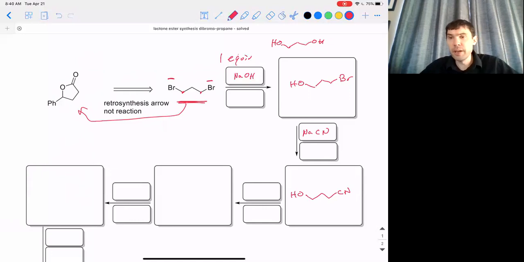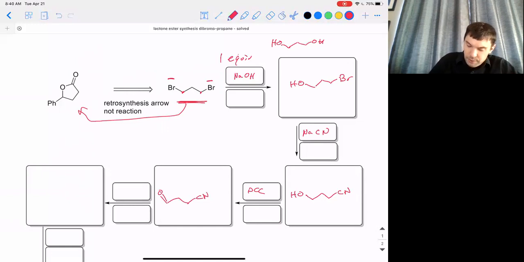The little bit of a hiccup, though, is remember, you can partially hydrolyze nitriles under strongly basic conditions. And so we would avoid a potential functional group incompatibility issue by using the sodium hydroxide first and then incorporating the nitrile second. Now we can oxidize the alcohol up to the aldehyde.